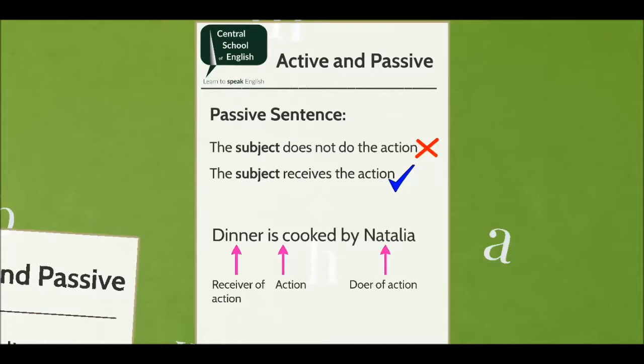If we begin the sentence with the object or person that the action is performed on, we must make a passive sentence. In passive sentences, the subject of the sentence does not do the action. In passive sentences, the subject of the sentence receives the action. For example, dinner is cooked by Natalia. The subject of the sentence is dinner. Dinner receives the action. Natalia does the action.